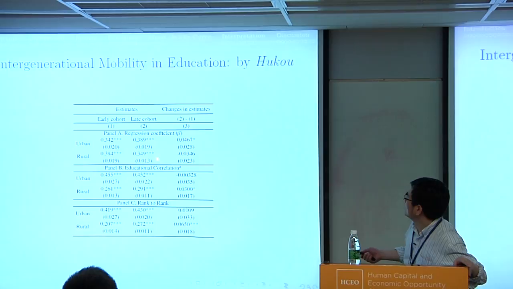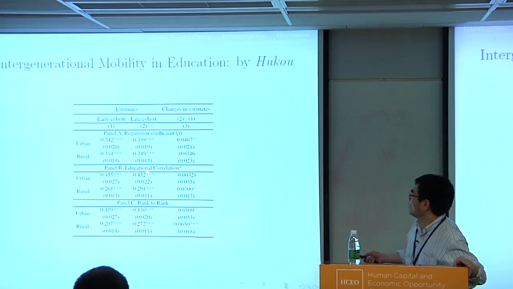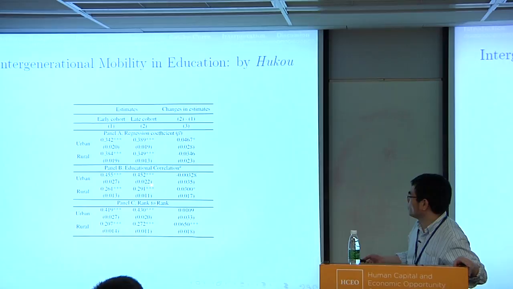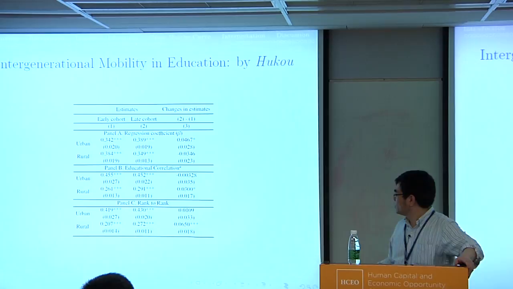Education correlation, rural is, so the variance seems to be a major factor here. If you look at adjusting for standard deviation, the rural part, the coefficient is going up, still going up. And urban, of course, similar, a very small change. Rank, urban, coefficient going up, mobility going down. Rural is going up a lot, mobility going down a lot. So some interesting patterns over here in terms of education.